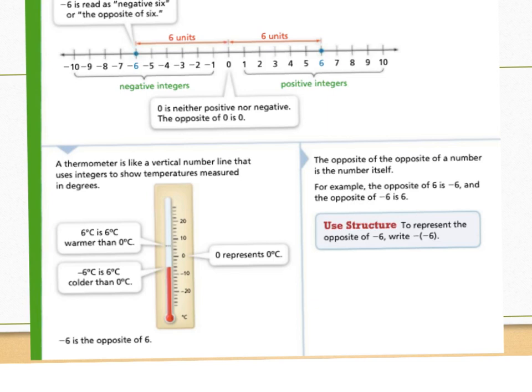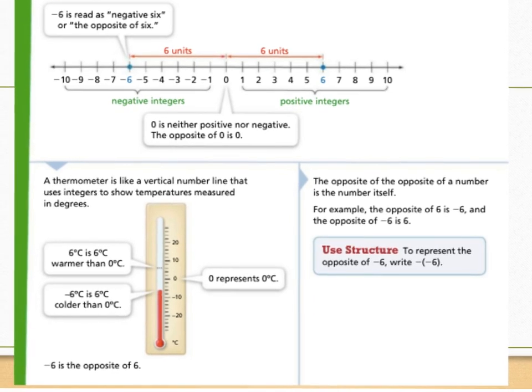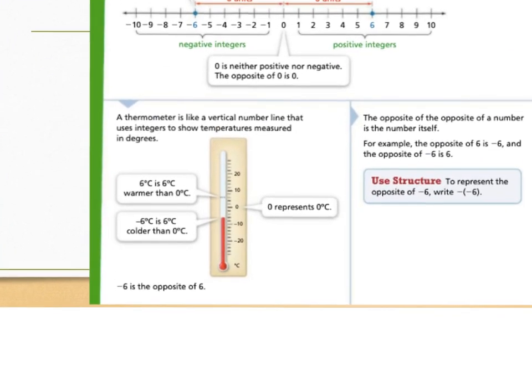What integer is the opposite of 6? What is the opposite of negative 6? Negative 6 is read as negative 6, or the opposite of 6. As you notice, looking at this number line, you have positive and negative numbers. Your negative numbers go to the left of 0, and your positive numbers come to the right of 0. Every number and its opposite are the same distance from 0. 0 is neither negative nor positive.